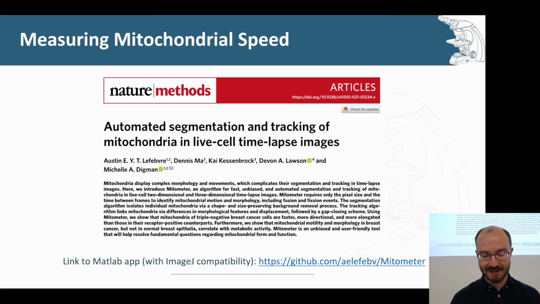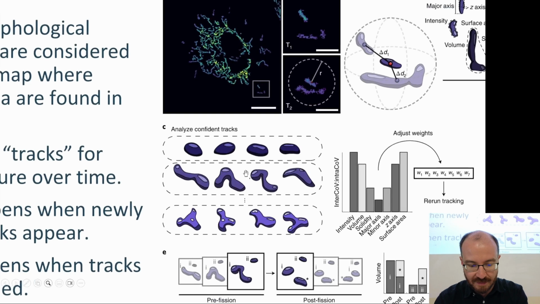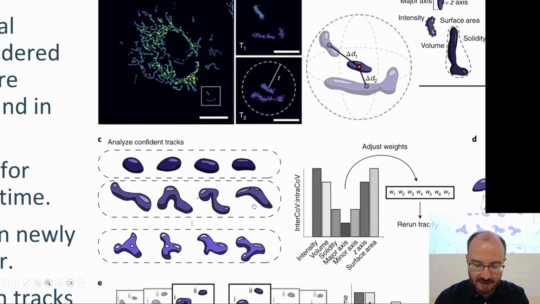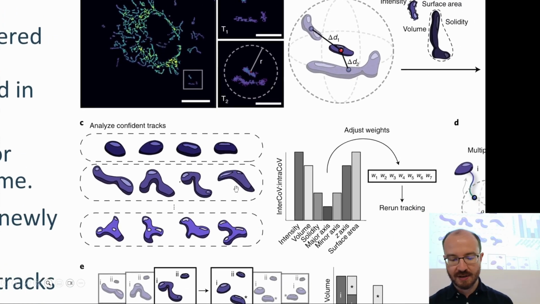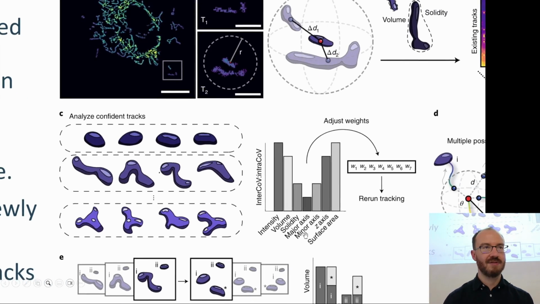But this one does something similar. So what their goal was, they first tried to calculate for every single mitochondrial structure different parameters. This is now volume, solidity, major axis, minor axis, surface area. So you remember those measurements that we discussed yesterday.